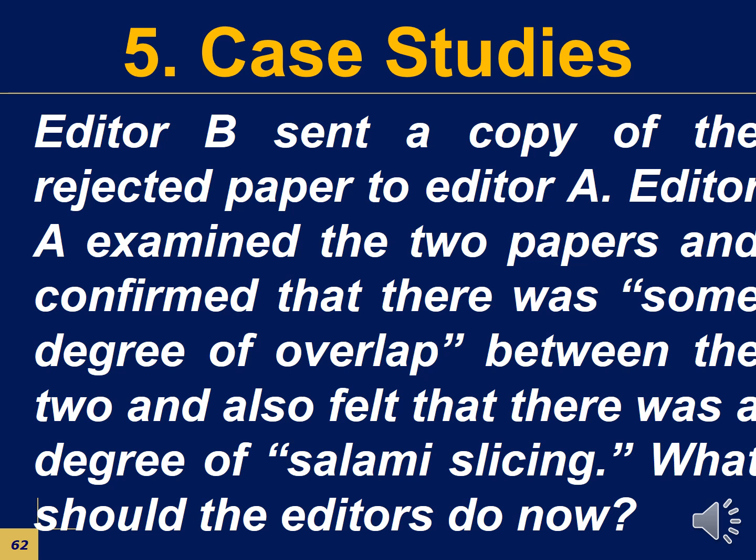Journal B sent a copy of the rejected paper to editor A. Editor A examined the two papers and confirmed that there was some degree of overlap between the two, and also felt that there was a degree of salami slicing. What should the editors do now? Yes, please. What should editors do now? Your response, please.